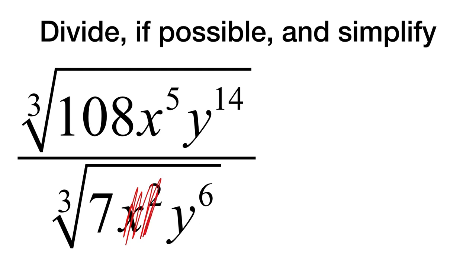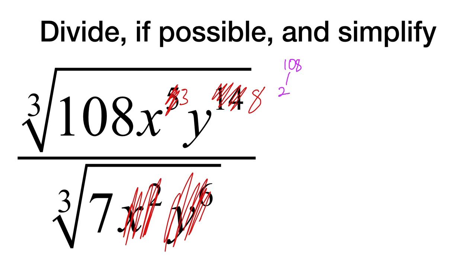X squared is going to turn this into x cubed. And y to the 6th is going to turn this into y to the 8th. So at that point, I just have to break down the number 108. 108 is 2 times, I feel like there's probably something better, but I'm not getting it off the top of my head. 54 is 2 times 27. Wait a second, 27, that's a perfect cube.